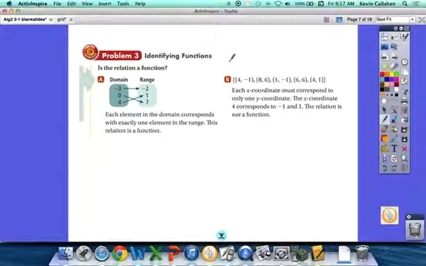Do we have just one y value for every x value? And what you're looking for is, are there any repeated x values in the domain? Okay, so there's a 4, -1, but there's a 4, 1, which means the input of 4 is pointing to two different y values. That's not a function.